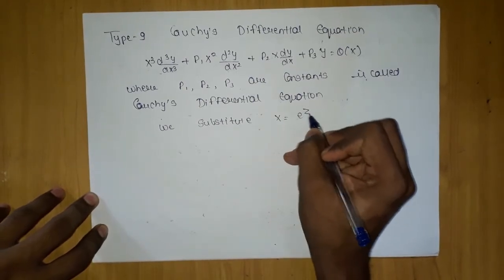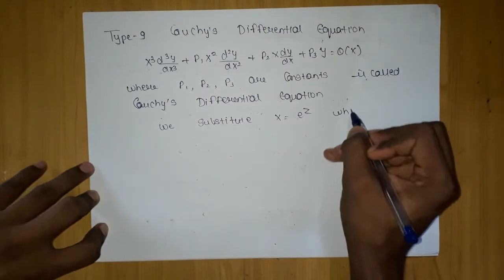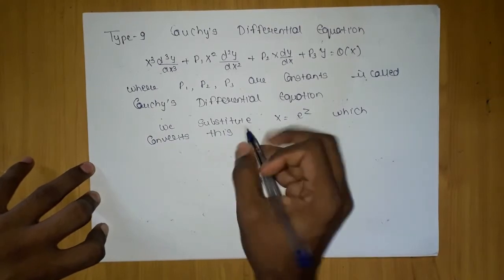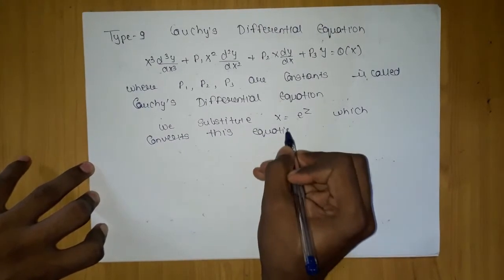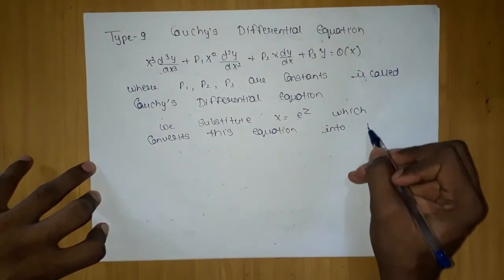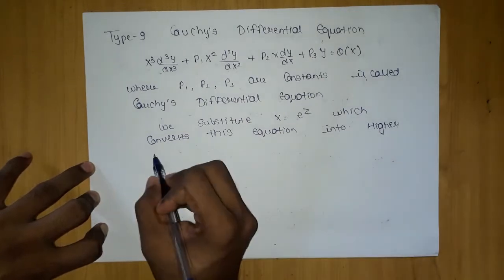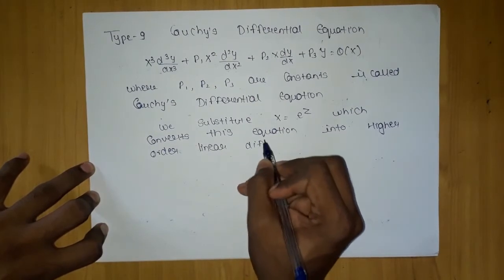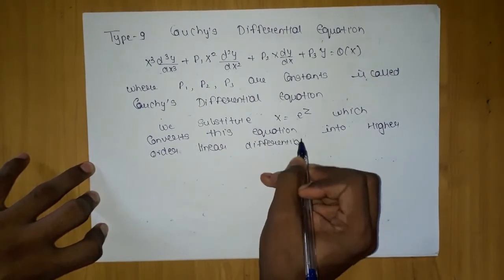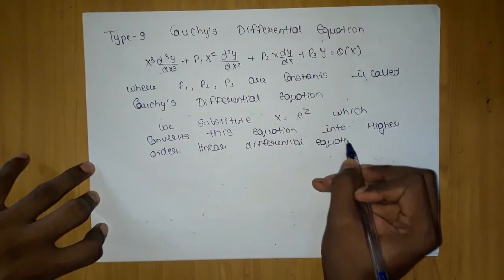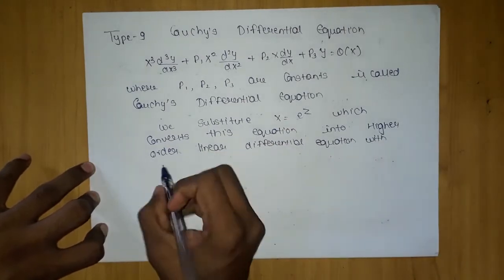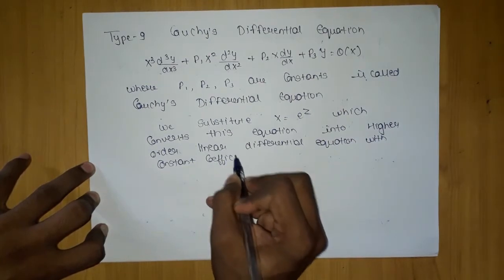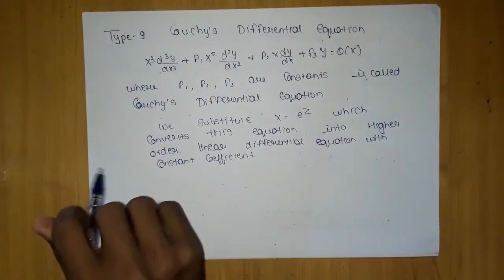We substitute x equals e to the power z, which converts this equation into a higher order linear differential equation with constant coefficient. So this is all we are going to know.